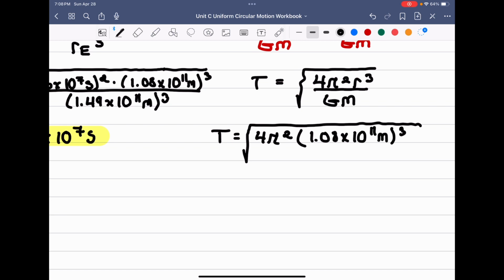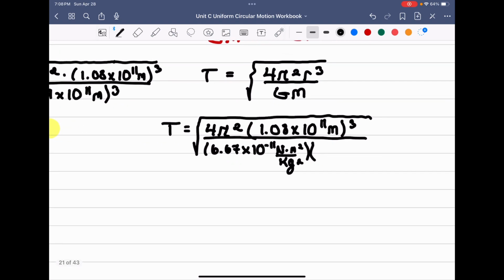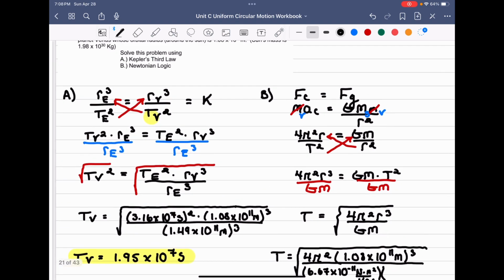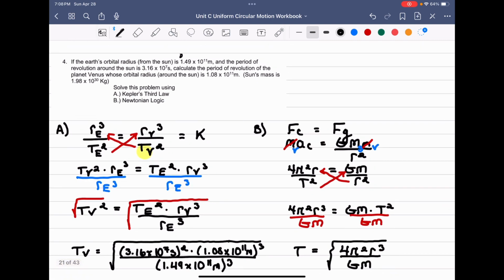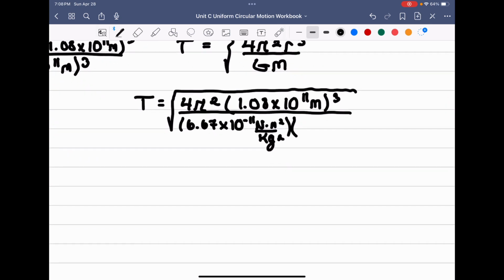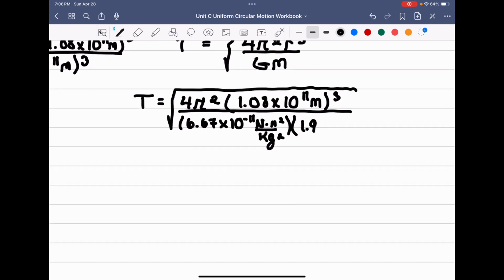in the last problem. And then in the denominator, what we want to do is put in our 6.67 times 10 to the negative 11, which is the gravitational constant, with its units, newtons times meters squared over kilograms squared, multiplied by the mass of the sun. The mass of the sun is actually given to us right in the problem here. So again, on the previous section, we had 1.97 times 10 to the 30. In this one, we're just going to use that 1.98 times 10 to the power of 30, which may actually indeed be the more accurate calculation, but who knows?